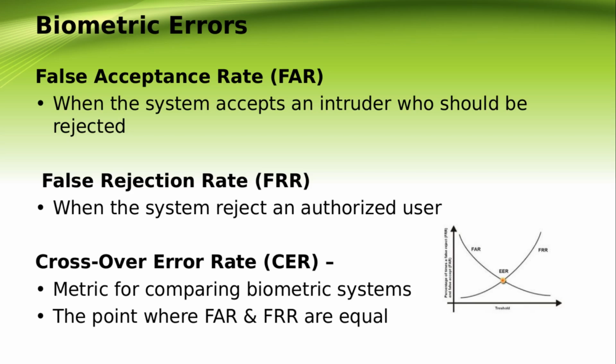Biometric error. This is also very important: the false acceptance rate, FAR, the false rejection rate, FRR, and the crossover error rate. FAR is when the system accepts an intruder who should be rejected. FRR is when the system rejects an authorized user. Crossover error is a metric for comparing biometric systems, the point where FAR and FRR are equal. So we have to consider these pros and cons when implementing biometrics in our organizations.